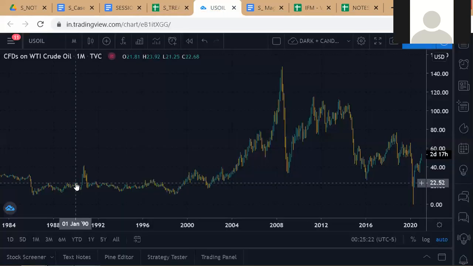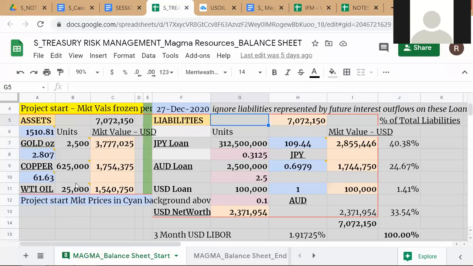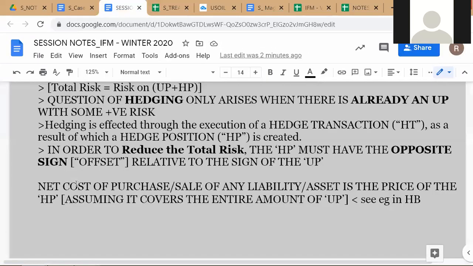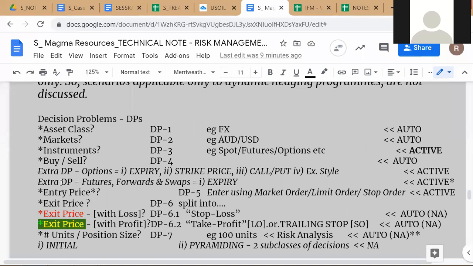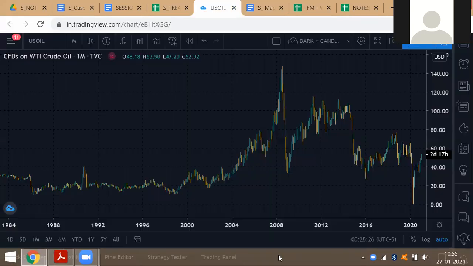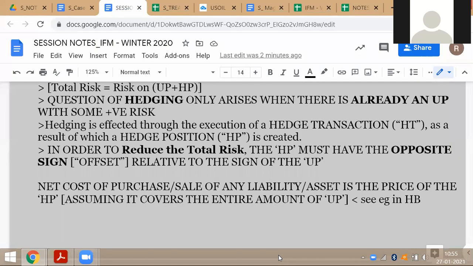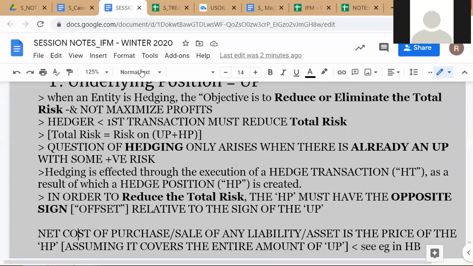Okay, so the point is, let's go back to the point that AA was making. What is our question with respect to DP4? In the case of active risk books, the problem that you have about deciding whether I should buy or I should sell, that's why you decide whether you're a momentum player or a mean reversion player and this and that. All those problems don't arise in passive risk books because this buy-sell problem is automatically solved. Because where does it come from? Remember this rule: first transaction must reduce total risk.